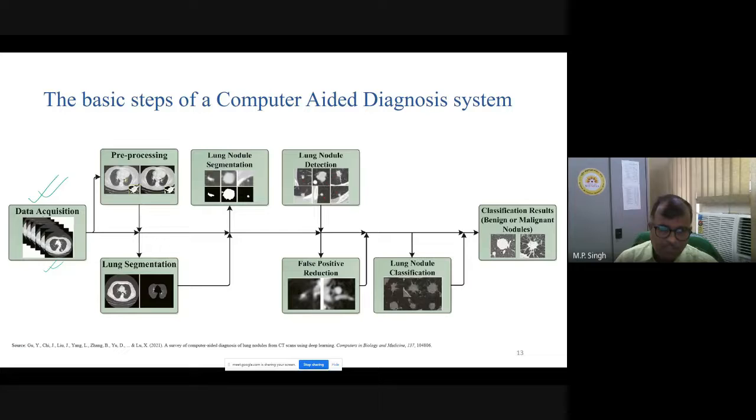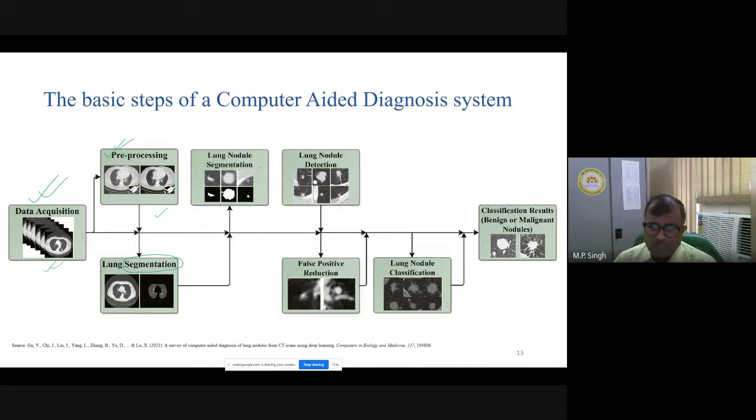Now, whatever data you have may require pre-processing steps. In this case, the size of the CT scan images will be very large, but our intention is to focus on a specific area in that image. So can we think of reducing the shape and size so that less computation time will be required? And after pre-processing, we do the segmentation, meaning only those portions which are required for the diagnosis will be segmented.